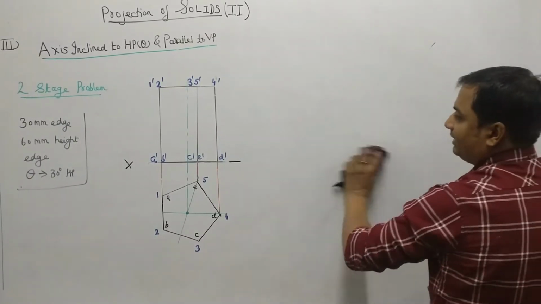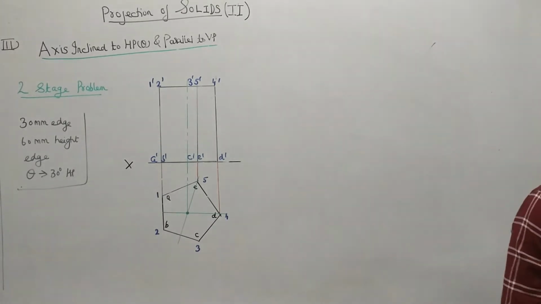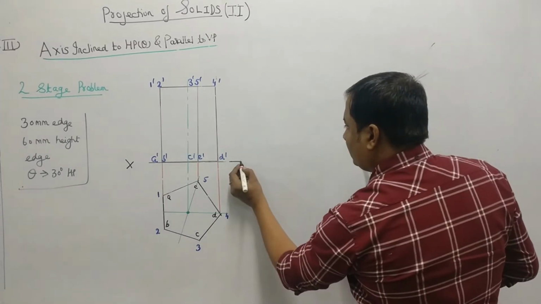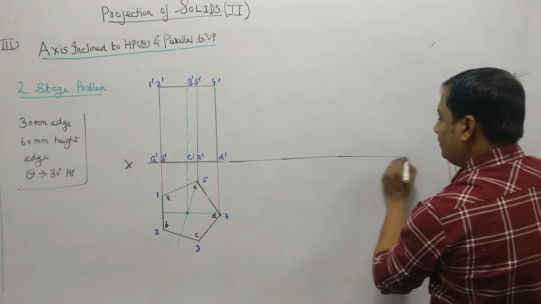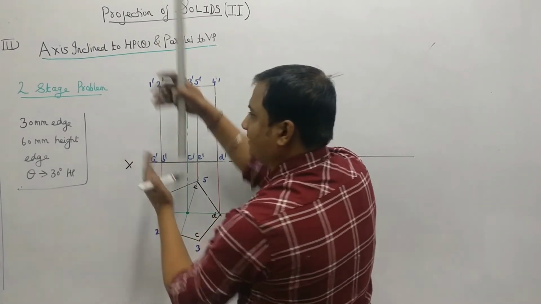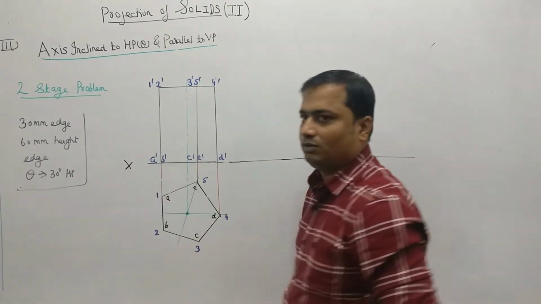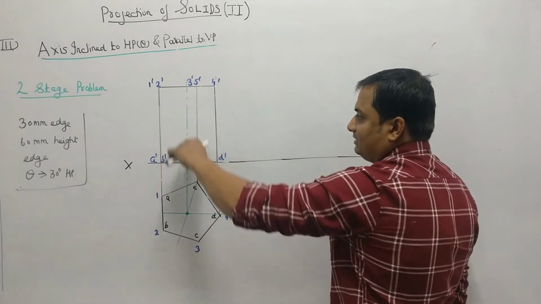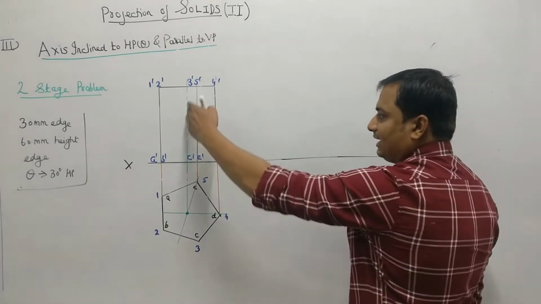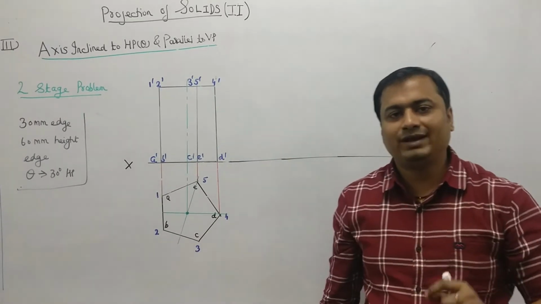So we have to make it inclined like this, that is anti-clockwise. So we have to tilt the rectangle in this manner. So we have to make this axis 30 degree. We have to make this axis 30 degree. So how am I going to make this axis 30 degree?